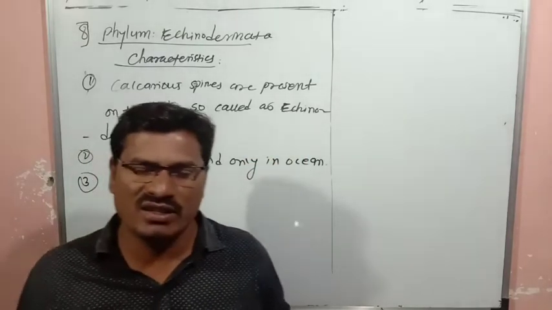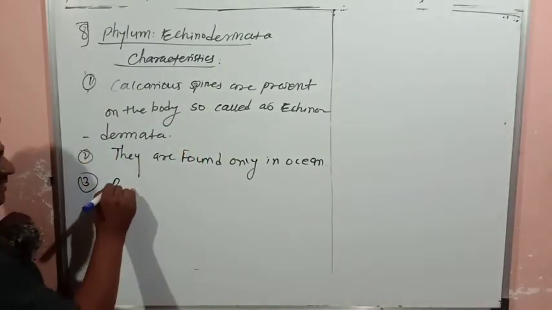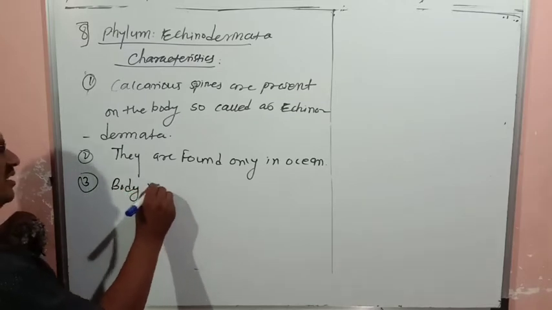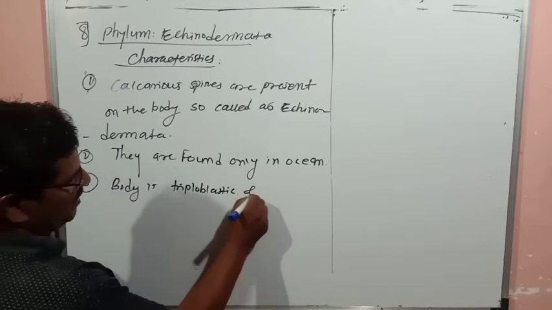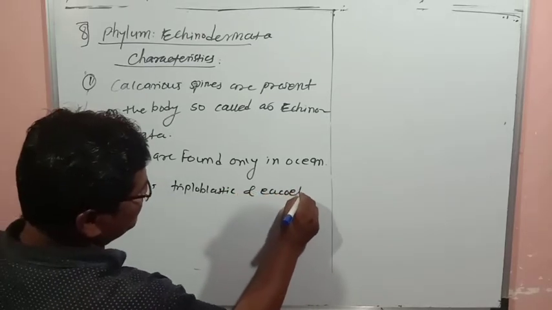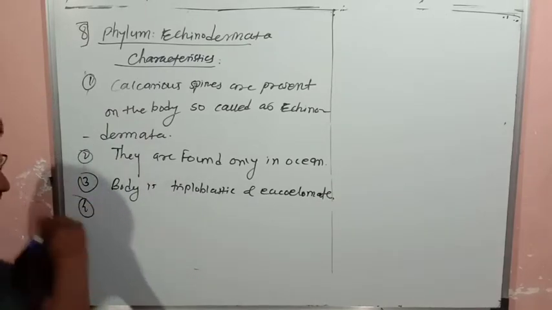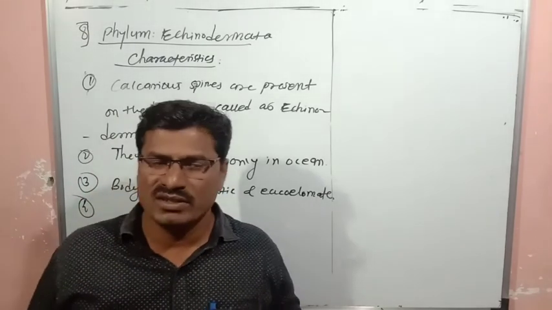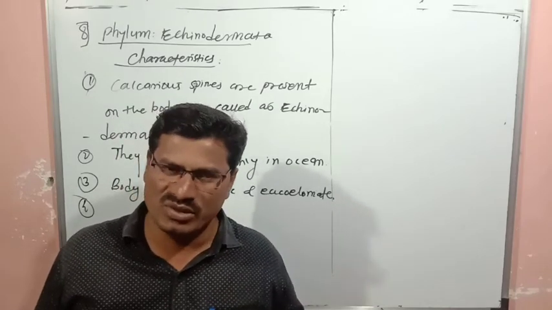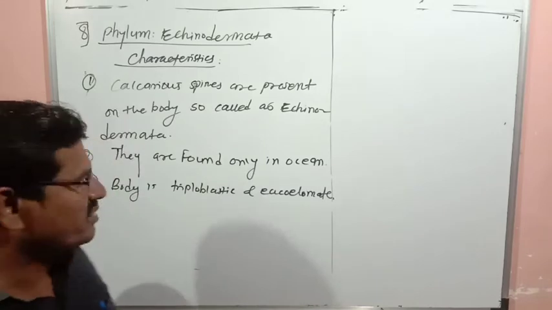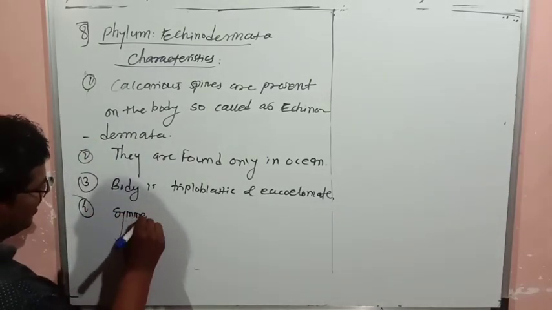Third point: these have a triploblastic and eucoelomate body. The body is triploblastic and eucoelomate. Fourth point is their symmetry. They have radial symmetry, but during the larval stage they show bilateral symmetry. Fourth point is related to the symmetry.